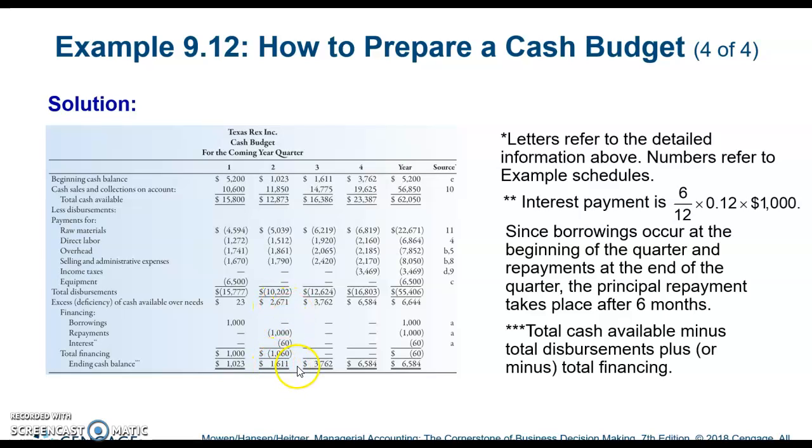and $1,060 taken from $2,671 means I'll have $1,611 left for my second quarter, at the end of my second quarter, which becomes the beginning of the third quarter. Now, in the third quarter, we have available $16,386. We subtract out what we have to pay out in cash. It gives us enough extra. We don't have any loans we have to pay off, so that whole extra is in our ending balance. It becomes the beginning balance of the fourth quarter.